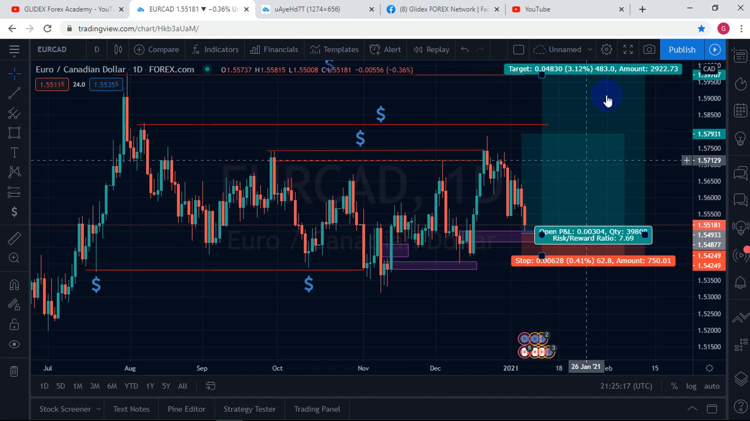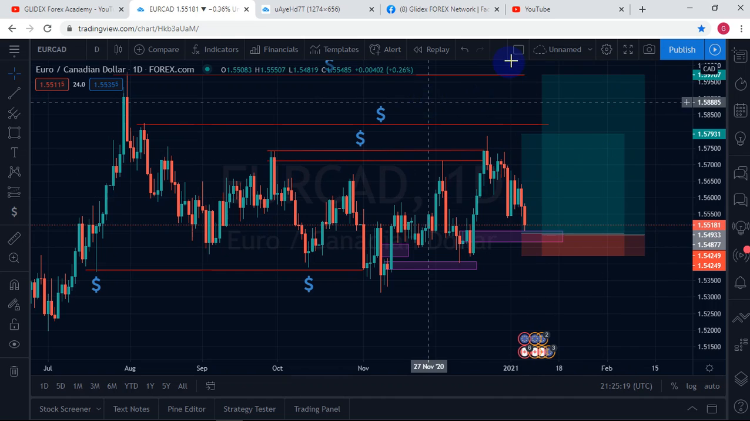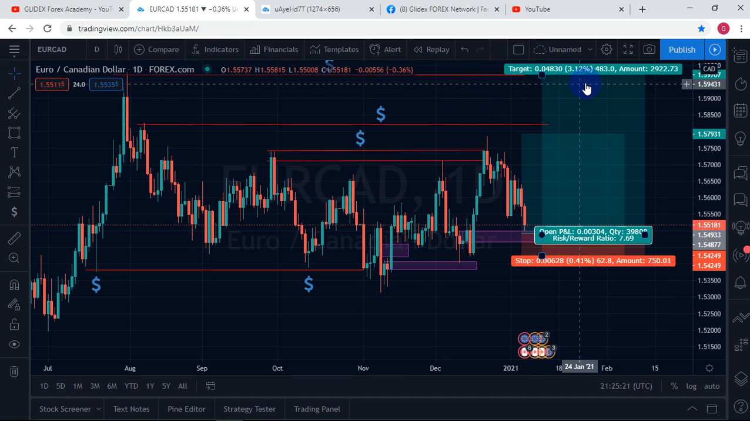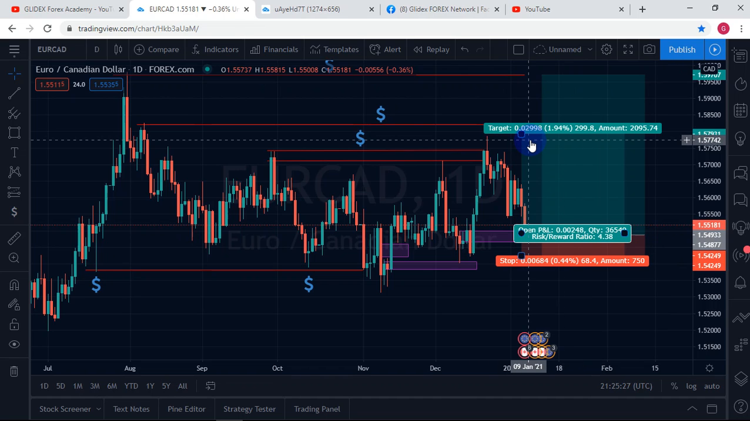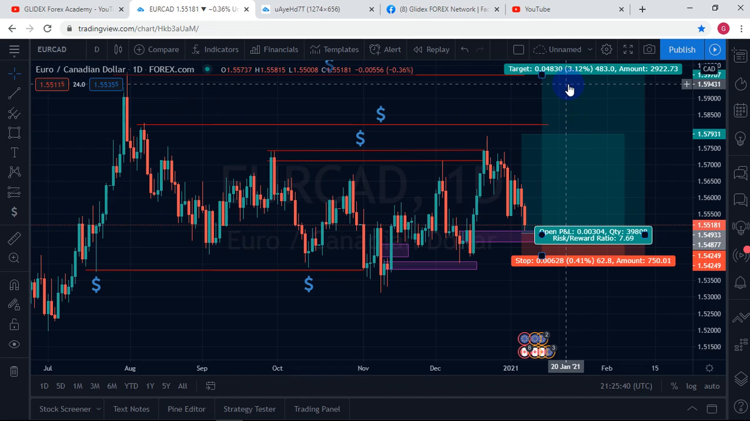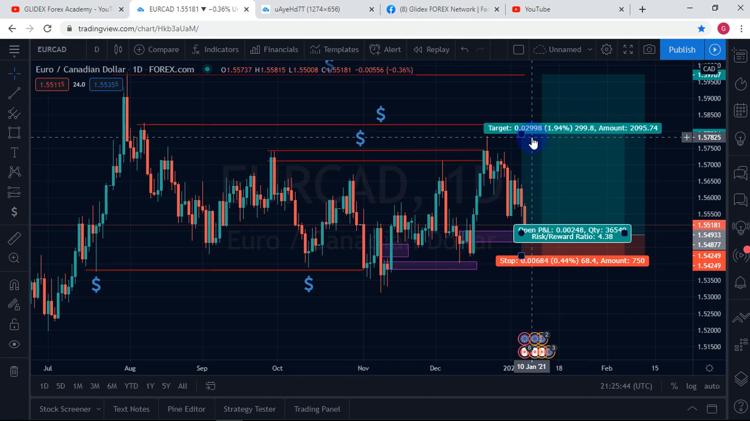Our second profit target will be into this place, which is about 1:7.6. This is actually quite good for me. Now I'm talking about this 1:4. As you can see, risk to reward 1:4.38, and also 1:7.69. So 1:4 is really good.